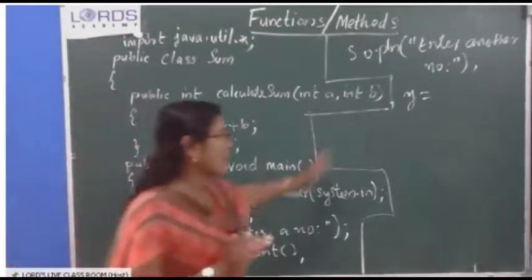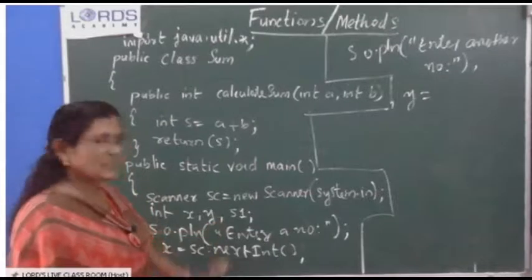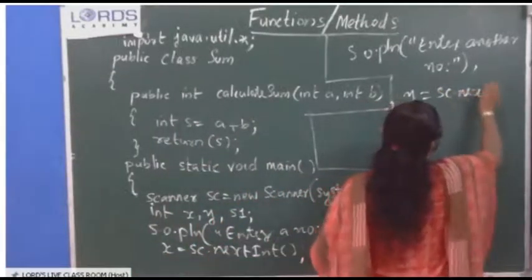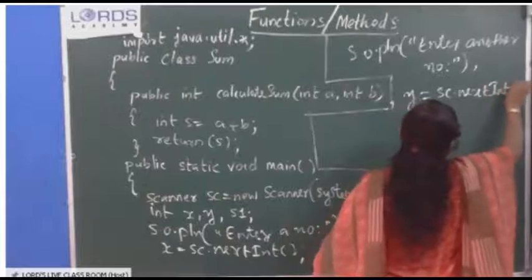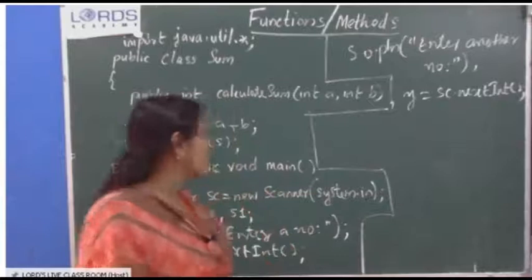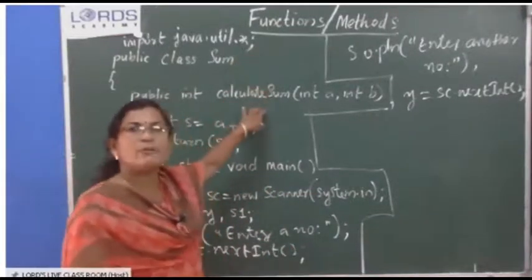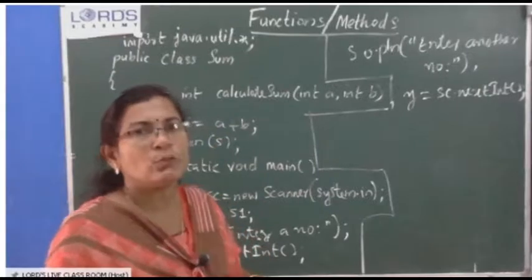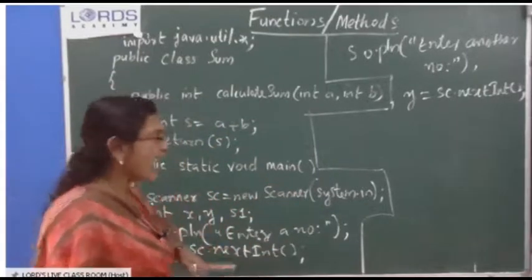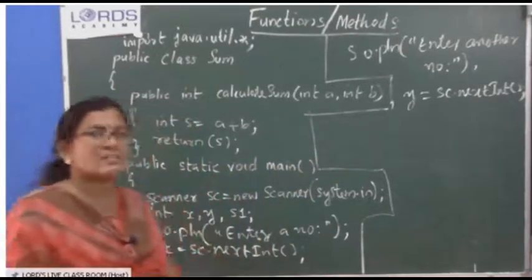Listen carefully. So, enter another number. The second number we are accepting and storing in y. y equal to sc.nextInt. So we have accepted the values for x and y. Already we have written a function named calculateSum in the class. I would like to call that method to find the sum of the two numbers x and y, and get the result back in the main method and display it on the screen.